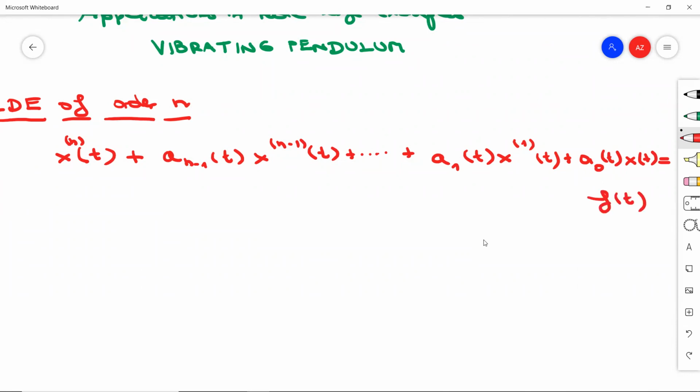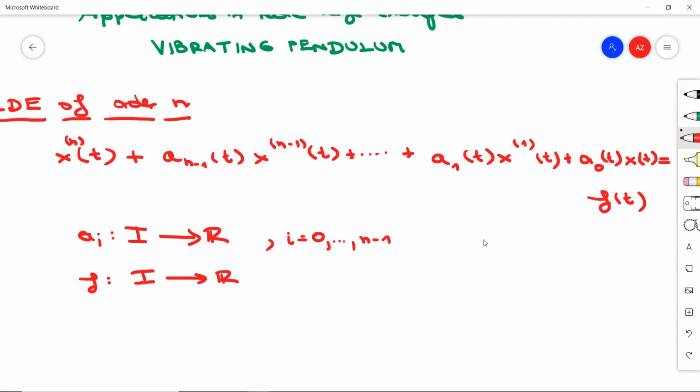So this is a non-homogeneous linear differential equation of order n. Okay, the a_i's here are functions of the independent variable. And also f is a function of the independent variable. And here this I is an interval on which we are searching for the solution. So I could be also the union of intervals, but it doesn't make sense to say that I is a union. It's better to just say that it's a compact interval. And if we would like to find the solution on the union, then we just find solutions on each of the intervals in the union separately.